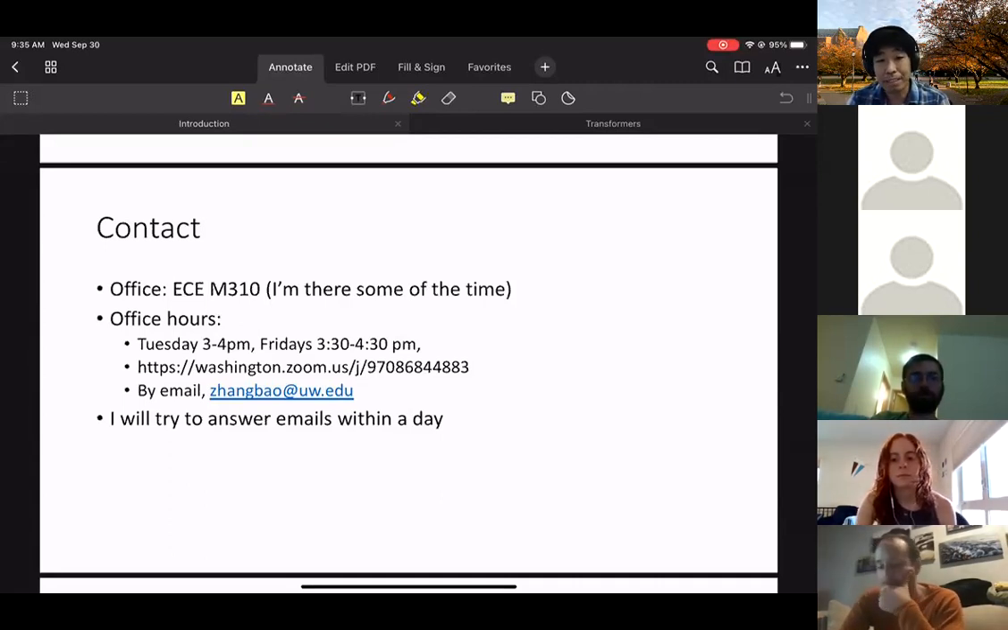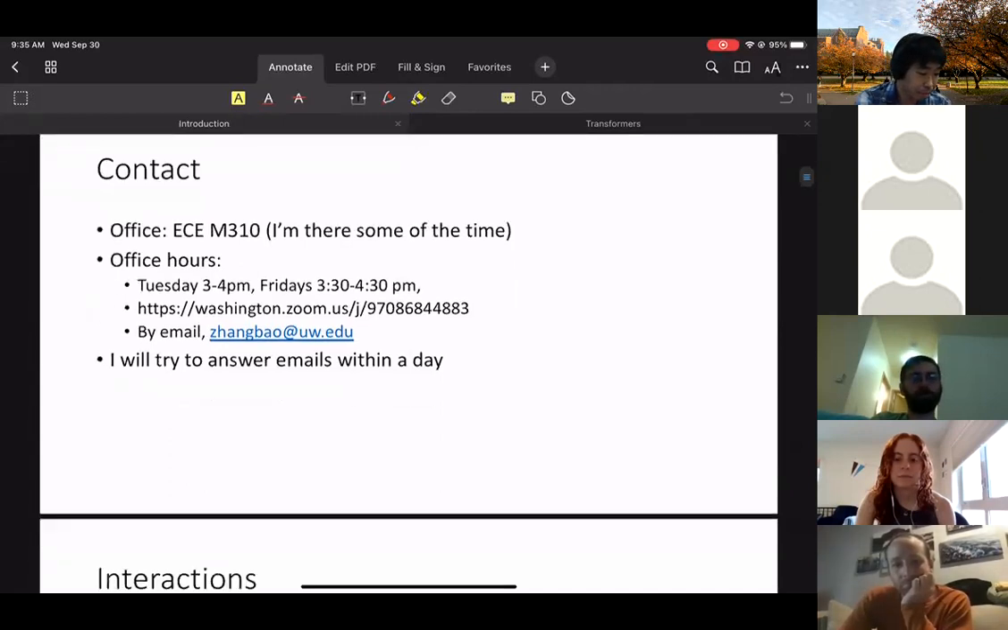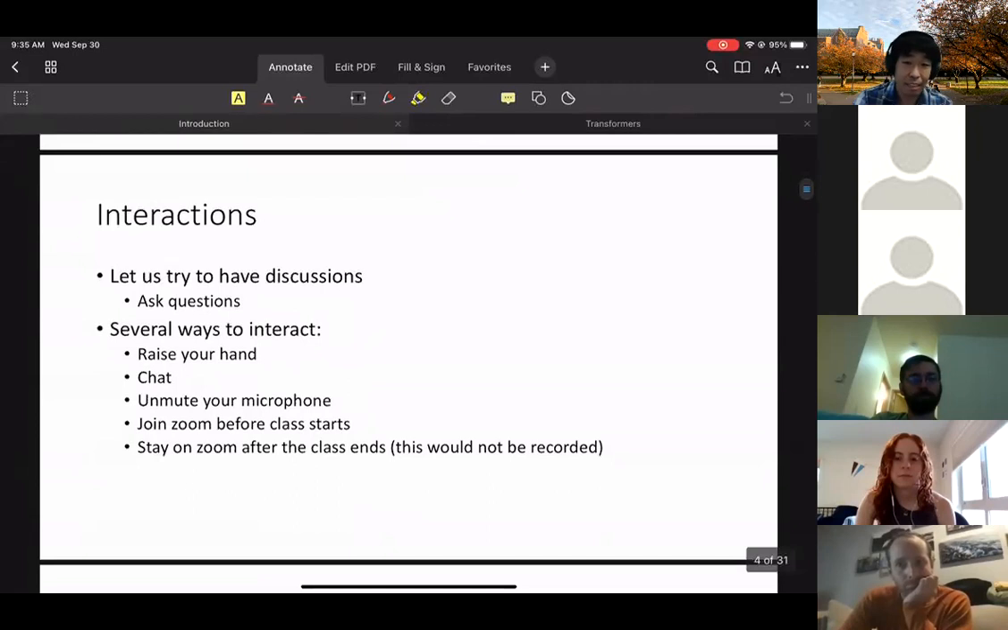I'm in my office some of the time, in 310. Last quarter, some folks really wanted to see professors in their office. So if you really want to, you can come. We can shout at each other across the hallway. If you really want to come to the office, come to the building. We can do that. But hopefully the Zoom office hours will cover most of the needs in the class. Interactions: again, let's try to have discussions and try to have some questions.